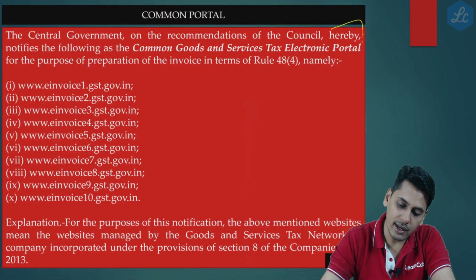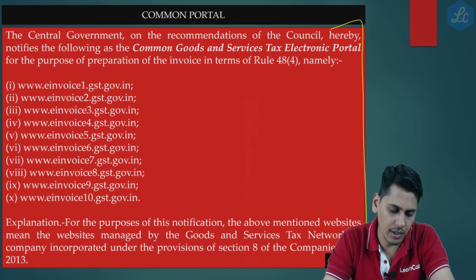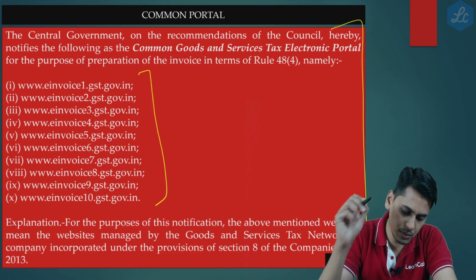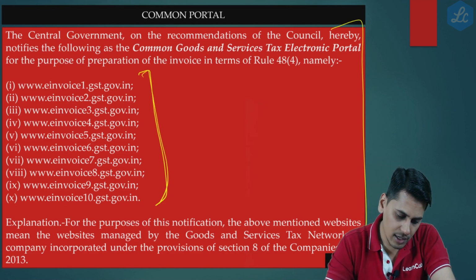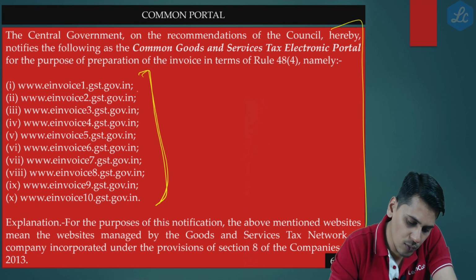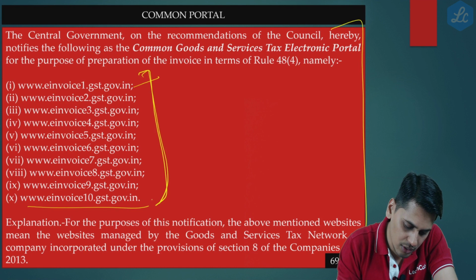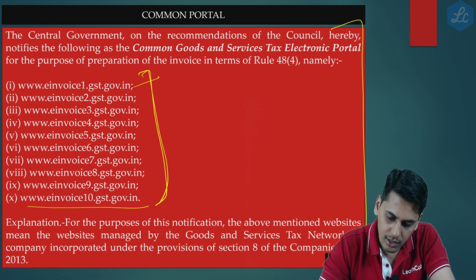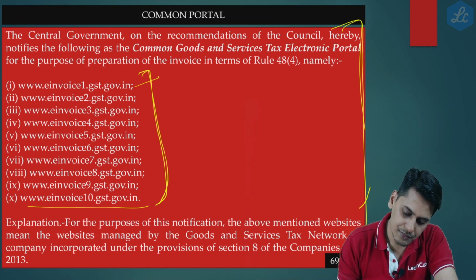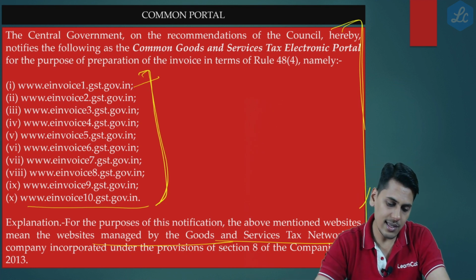Now friends, what is the common portal from where you are supposed to obtain an invoice reference number? There are 10 websites available: www.einvoice1.gst.gov.in, ranging till www.einvoice10.gst.gov.in. Friends, these websites are managed by Goods and Services Tax Network. So friends, these are the common portals.